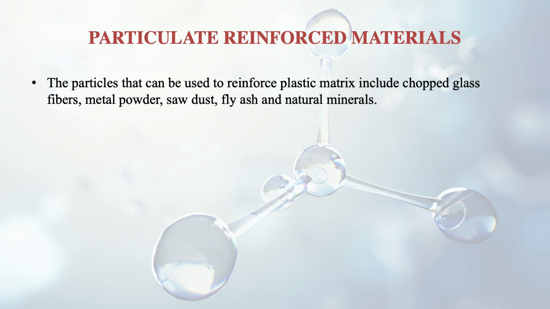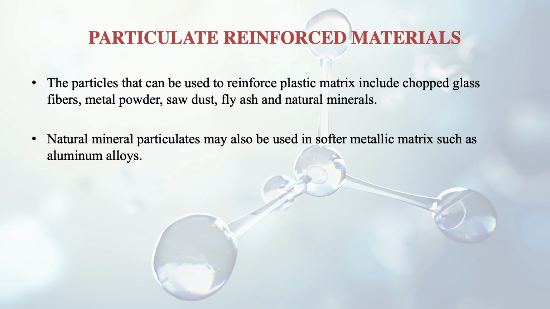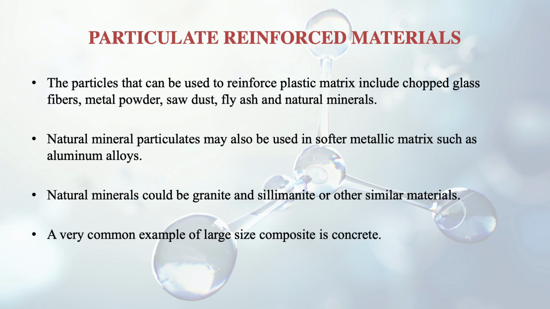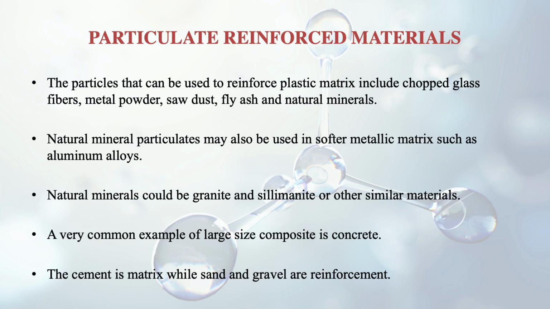So these are some good properties of the particulate type of reinforcement, and they can be used to reinforce a plastic matrix, including chopped glass fibers, metal powder, sawdust, fly ash, and natural minerals. Natural mineral particulates may also be used in a softer metallic matrix such as aluminum alloys, and natural minerals could be granite, sillimanite and other similar materials. A very common example of a large-particle composite is concrete. The cement is the matrix in concrete, while sand and gravel are the reinforcement. So concrete itself is a particulate type of composite.